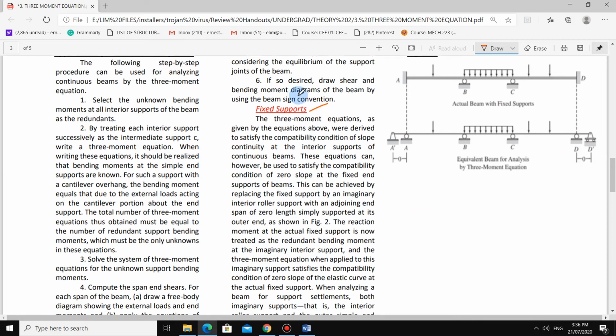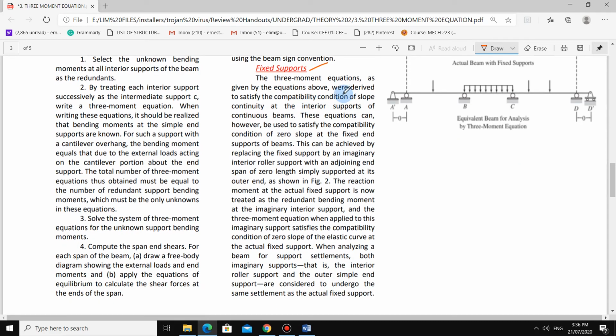Okay, so the 3 moment equations as given by the equation above were derived to satisfy the compatibility condition of slope continuity at the interior support of continuous beam. Okay, so dali na siya gikan guys.